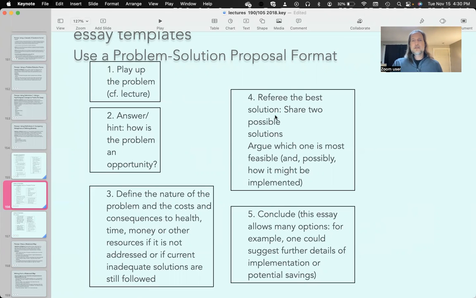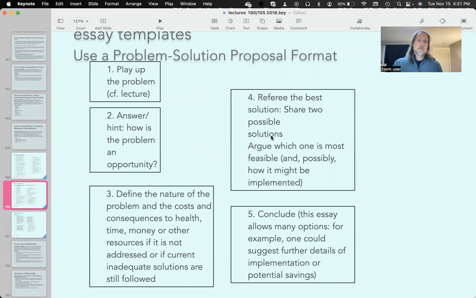Number 4, we referee the best solution. We have 2 solutions. We argue which one's most feasible, meaning most doable, or best to be done immediately. Do you need 2 solutions? No. Can you do one? Yes. Is it nice to have 2? Yeah, because it lets you have nuance and duke things out or think about how one's better than the other.